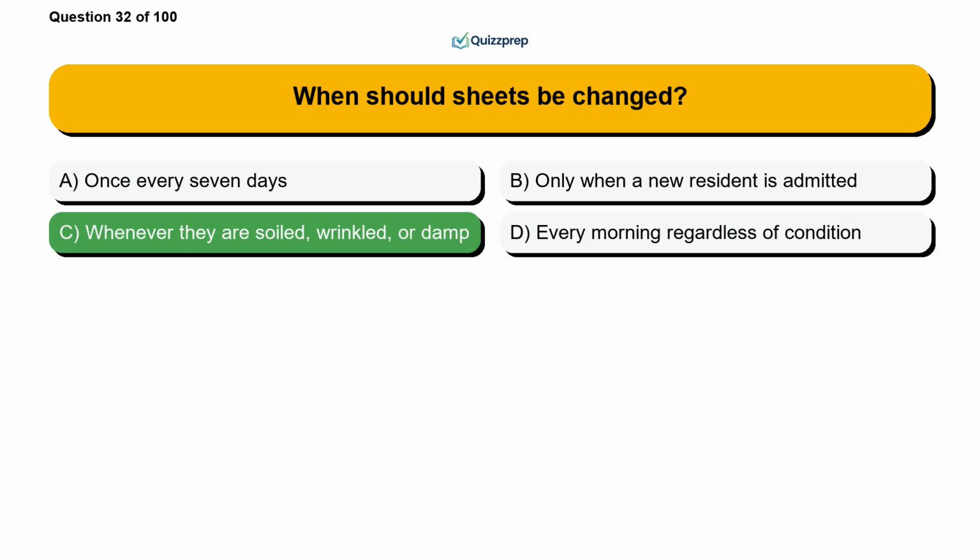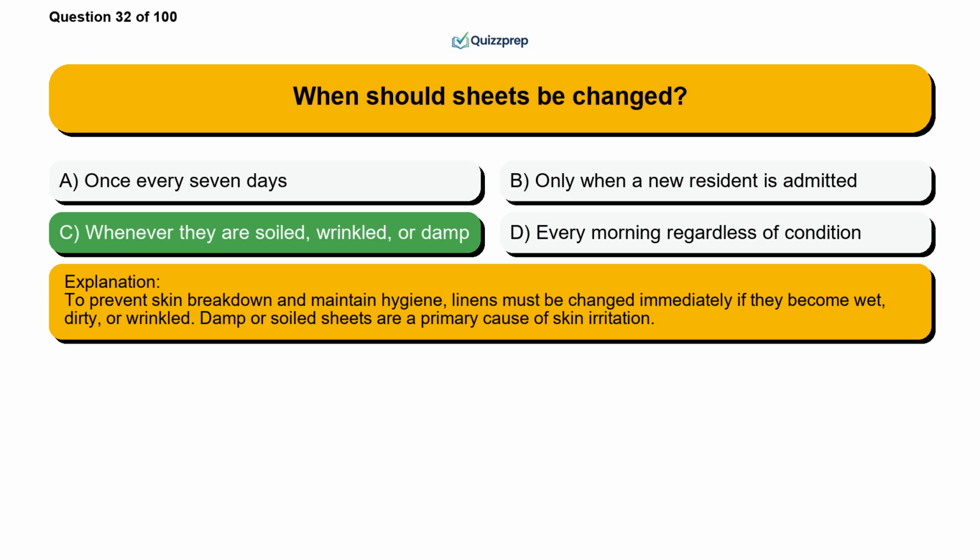The correct answer is option C, whenever they are soiled, wrinkled, or damp. To prevent skin breakdown and maintain hygiene, linens must be changed immediately if they become wet, dirty, or wrinkled. Damp or soiled sheets are a primary cause of skin irritation.